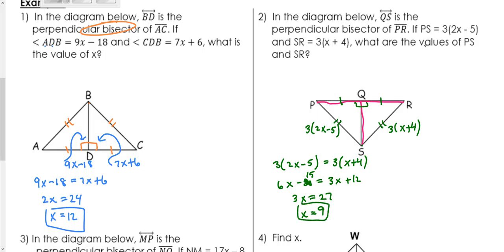Okay, and then it didn't ask us for x, but we needed x. What are the values of PS and SR? Well, segment PS is equal to segment SR because they're congruent. And then they're both equal to, if I take 9 and substitute it into either of them, I'm just going to do this one. So 3 times 9 plus 4, so this is 13 times 3, is 39 units long. There's my answer. Okay?